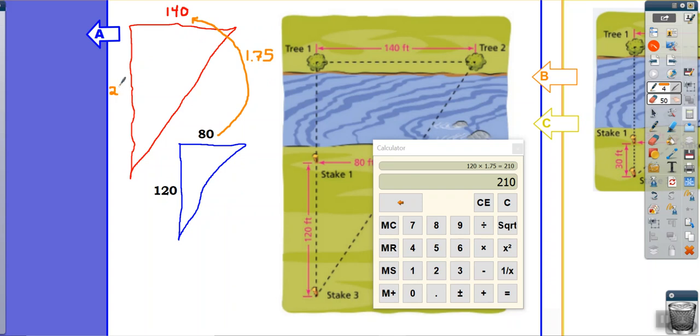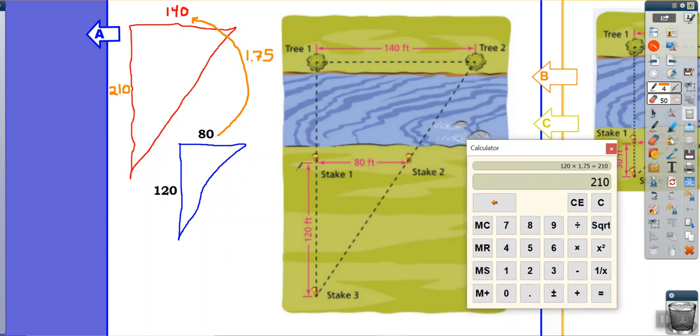Now, does that mean the distance across the river is 210? Well, no, because the river is between stake 1 and tree 1. This large triangle is made up of tree 1 and stake 3, right? But I know that stake 3 and stake 1, well, that's 120 feet. So really all I need to do is subtract 210 from 120, or subtract 120 from 210. And so I get this river is 90 feet across. All right, so that's question A.